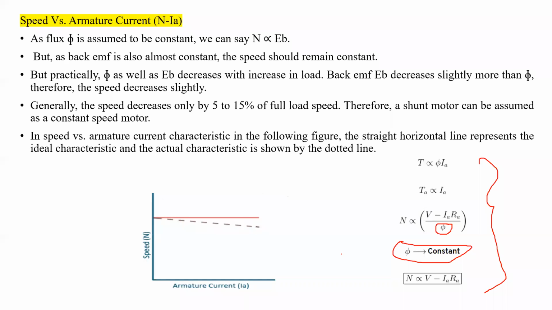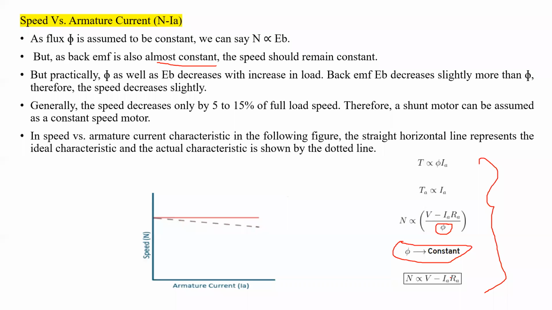If the flux parameter is constant, then what is the relation between speed and armature current? Proportional or inversely proportional? N is proportional to V minus Ia Ra. Proportional, right? Yes sir, proportional. Proportional means if the armature current increases, the back EMF is almost constant. Back EMF is almost constant, so the speed should remain constant.